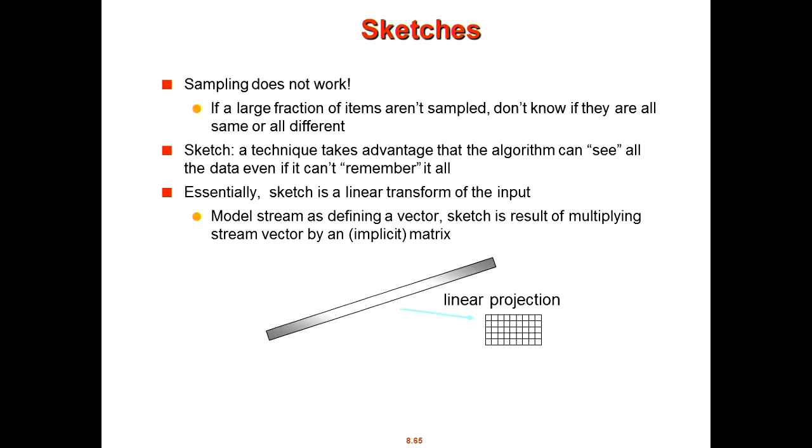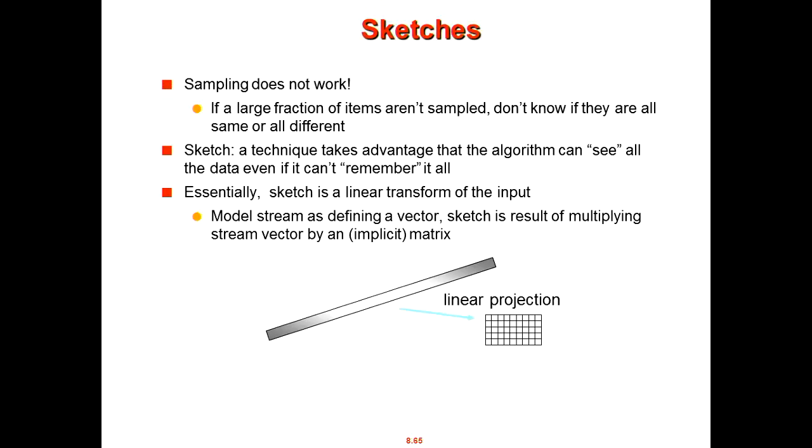So you can also think about fixed size sampling, filtering data streams, and querying data streams. We always have an error bound. And similarly, in this problem, we also need to do the same. For sketches, sampling does not work because if a large fraction of items are sampled, you don't know if they are all the same or different. So sampling cannot be applied in this problem.